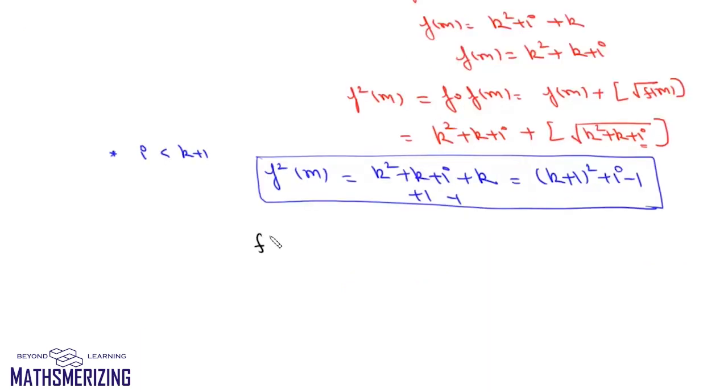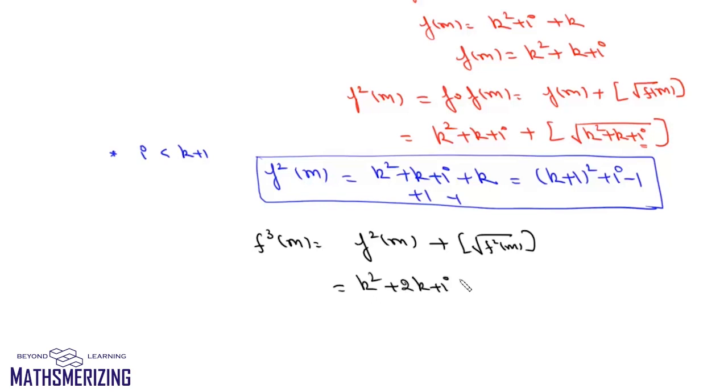Now we'll find f cube m. f cube m will be f square m plus the greatest integer function of under root of f square m. So here it will be k square plus 2k plus i, and then what is the greatest integer function of square root of f square m? Now here f square m is (k plus 1) square plus i minus 1.